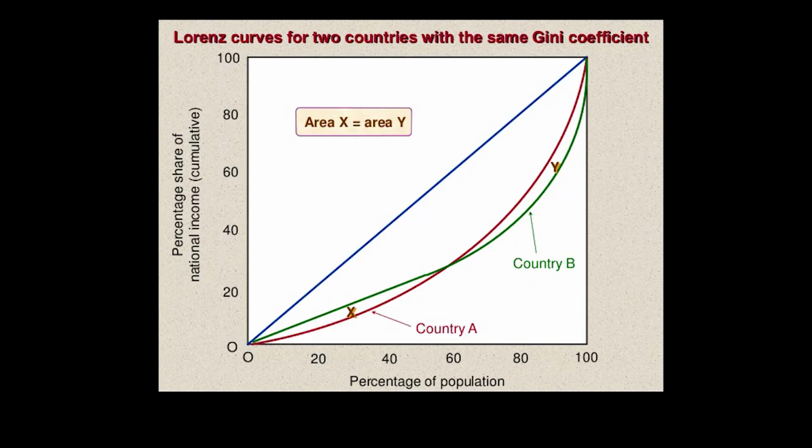If you move to this graph, you see that you have two countries. In country A, you have more inequality at the bottom, so the chances are that there's more poverty in country A, whereas in country B, you see that there's more inequality towards the top of the distribution. So even though they both have the same level of inequality, if you look at the equation, it's telling you that those two spaces are the same, one is likely to have less poverty and one is likely to have more poverty.